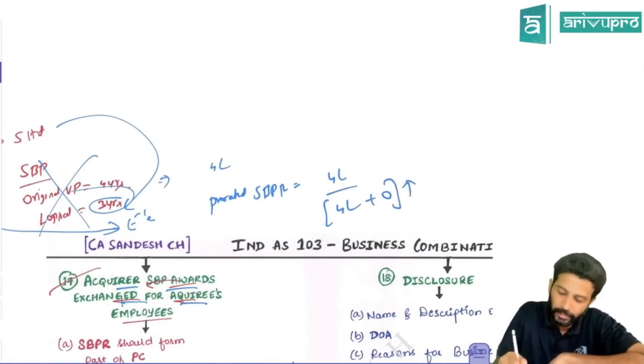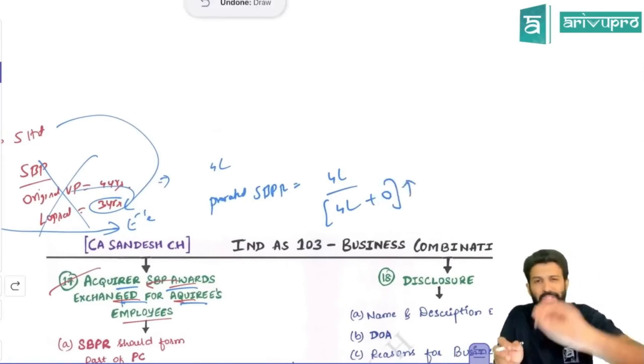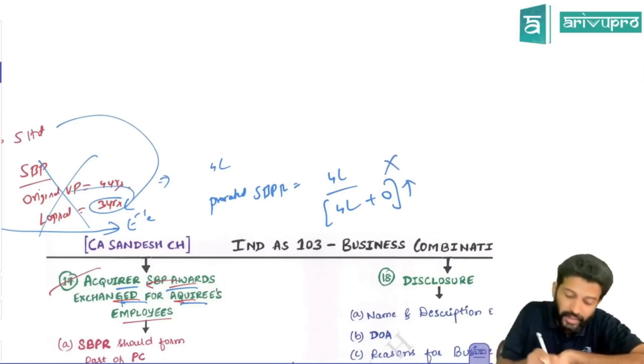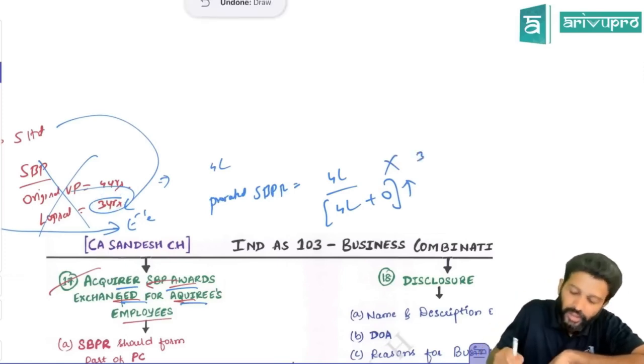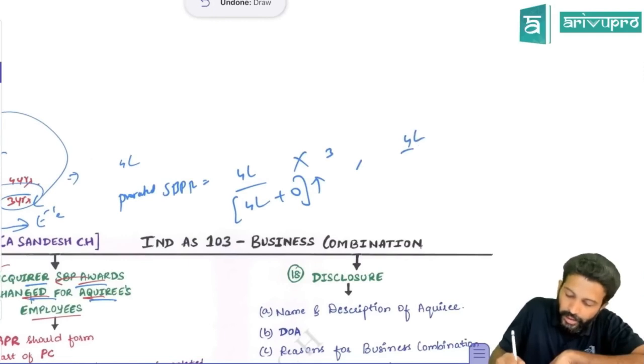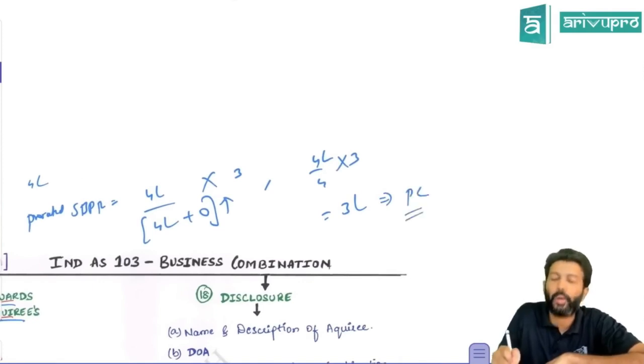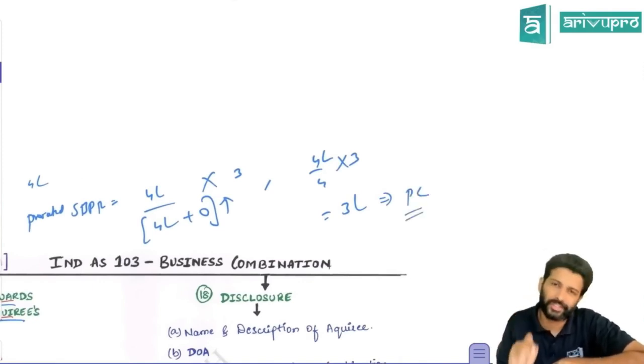Whichever is higher you will take, because for the revised vesting period no data is given, so I'm just simply writing it as 0. Multiplied by the number of years already completed, the vesting period completed. How many years completed already? 3. That means you will multiply 4 lakh divided by 4 into 3, which is what, sir? 3 lakh. So this 3 lakh is your prorated SBPR, which will form part of PC. Okay, like this.